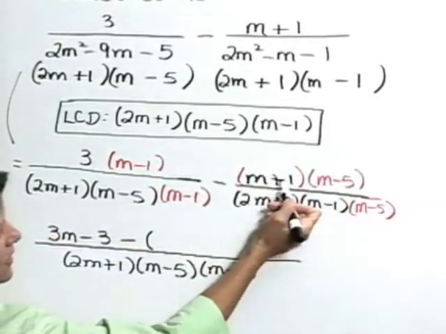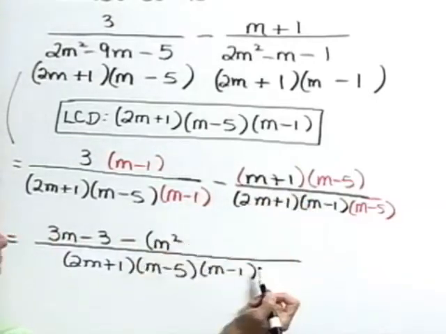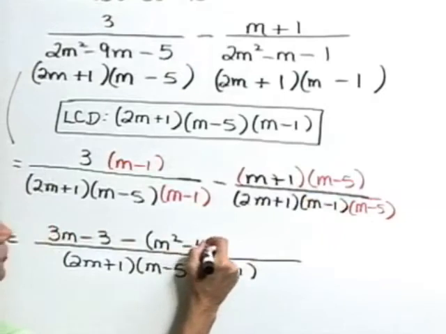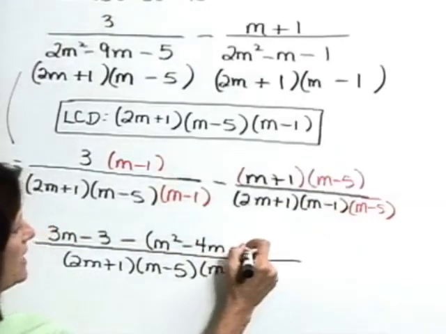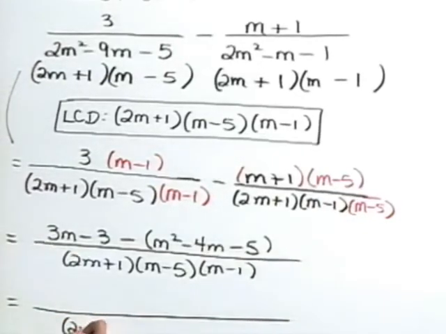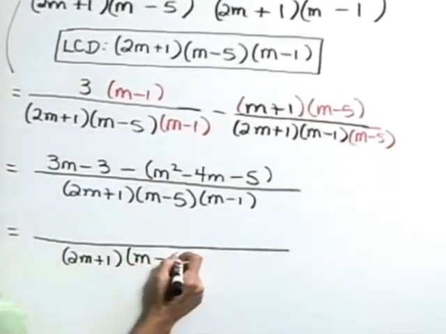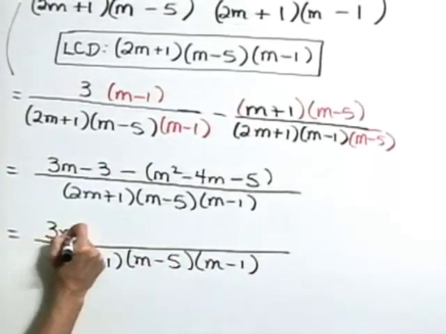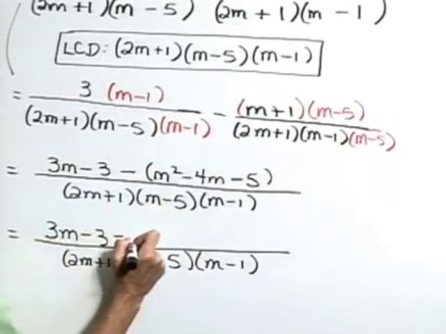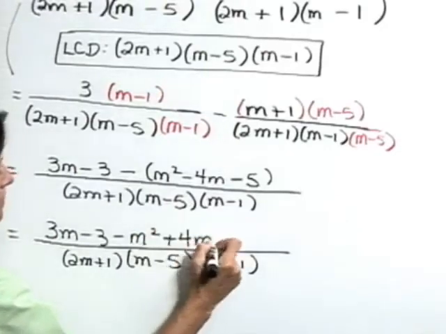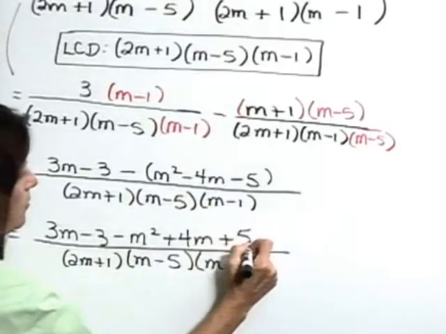follows. Let's FOIL this numerator, getting m squared, outer product minus 5m, inner product plus 1m gives a minus 4m, and lastly a minus 5. As a next step, let's just recopy that denominator and continue to simplify the numerator. I'm going to distribute that minus sign through. So we have a 3m minus 3 minus m squared minus a negative 4m is plus 4m minus a negative 5 is plus 5.